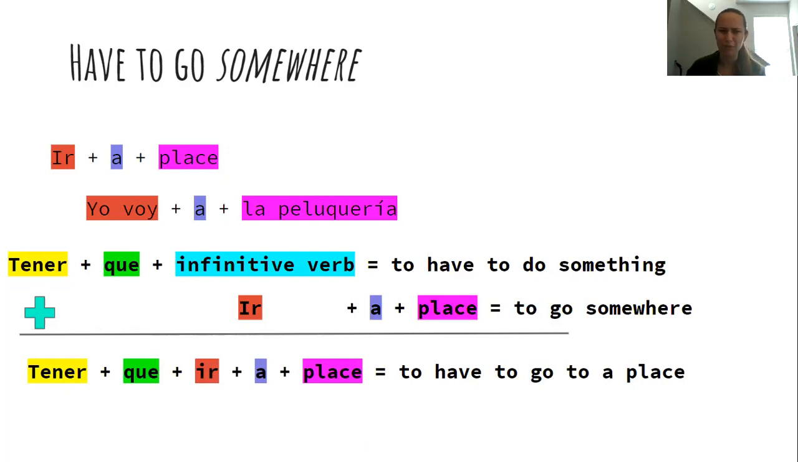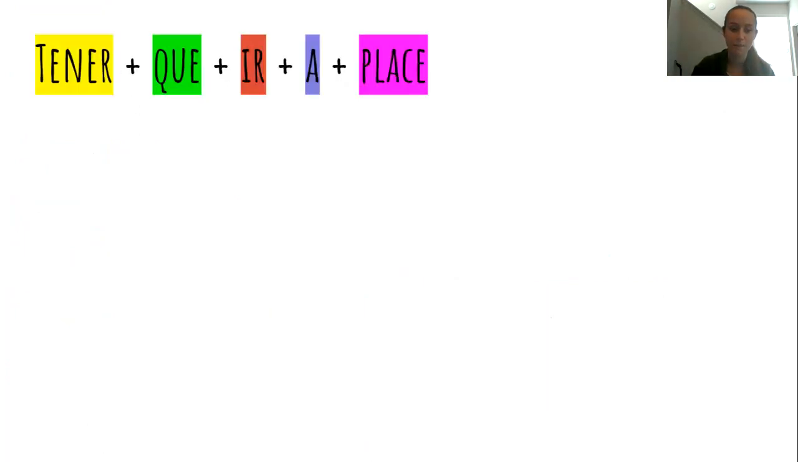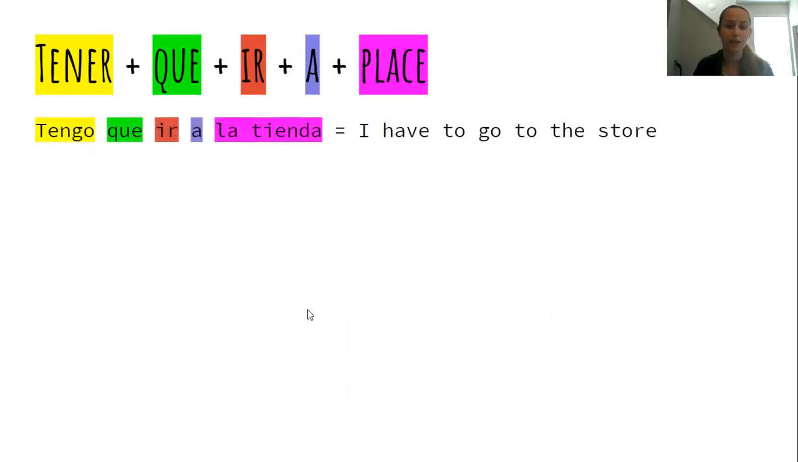Now that looks really complicated, but the good news is the only thing we have to change whenever we use it is tener. All we have to do is conjugate tener, and we're saying that I, you, or we, or someone else has to go to a place. So there's our formula. Let's give it a try. Tengo que ir a la tienda. I have to go to the store. And again, you could say yo tengo at the beginning. Notice that the only thing we had to change was conjugating tener and just plugging in a place at the very end.